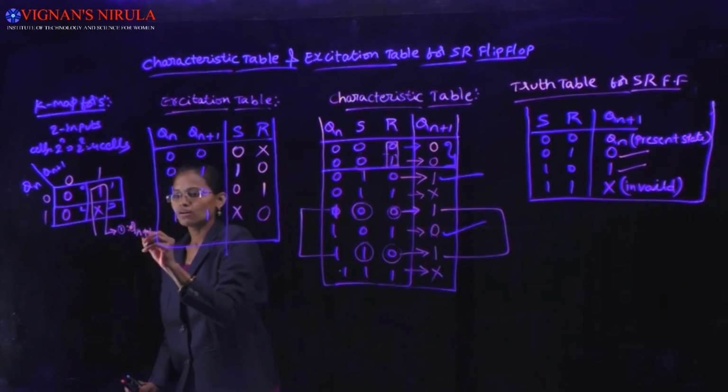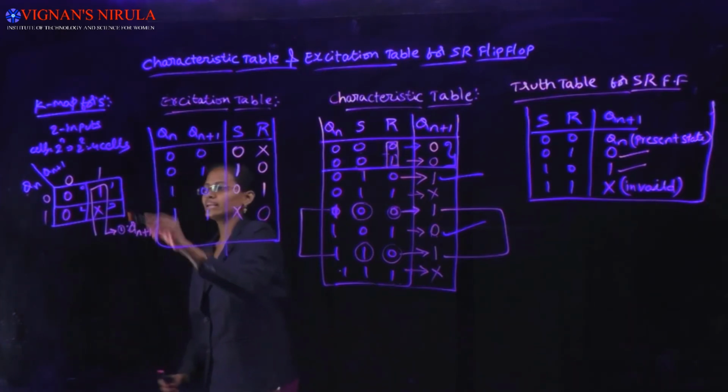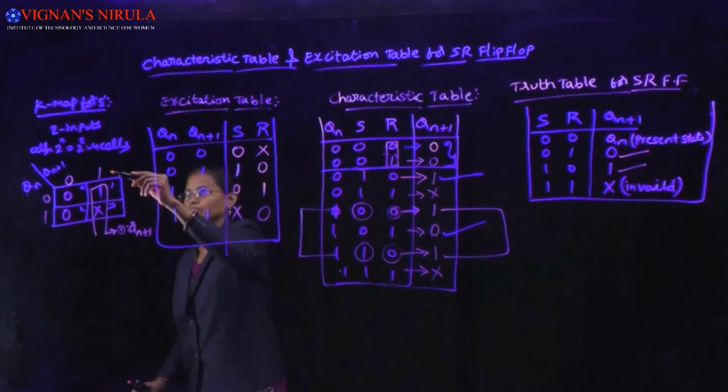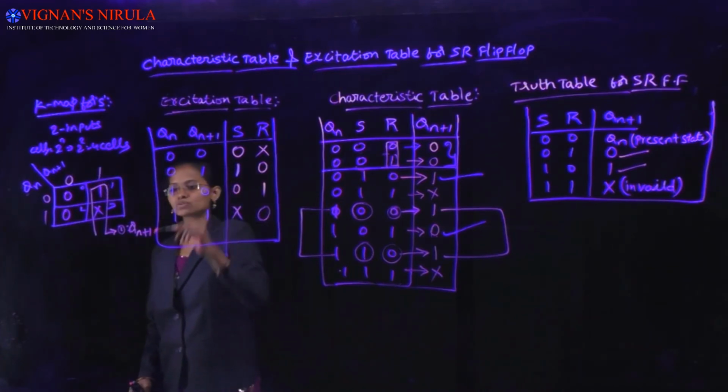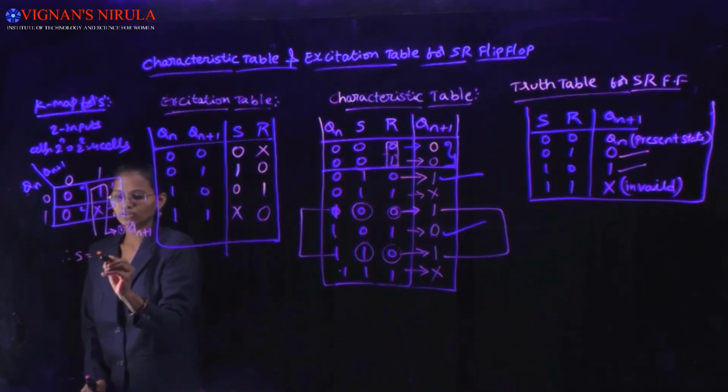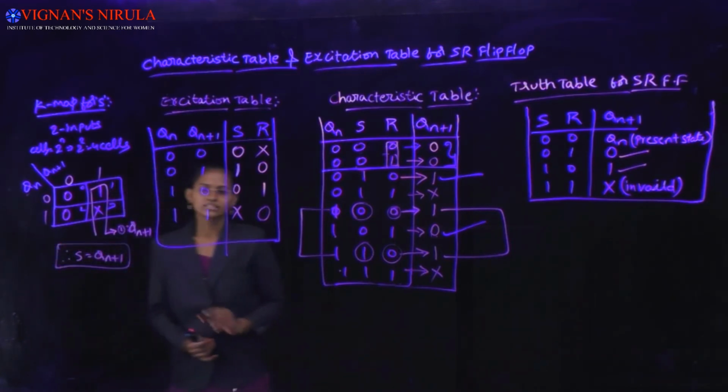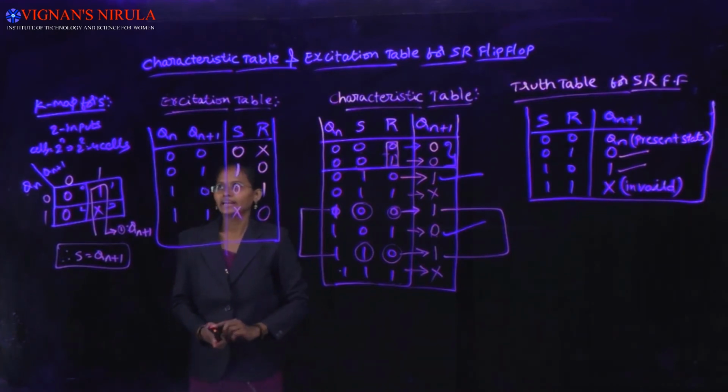The grouping is 1 and 3. Corresponding to the input variable, the input is Qn plus 1. So write down S equal to Qn plus 1. This is the characteristic equation. And next K map for R.